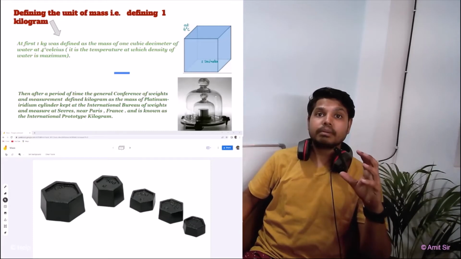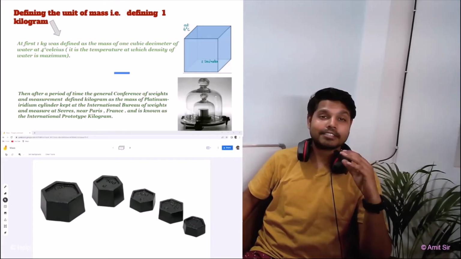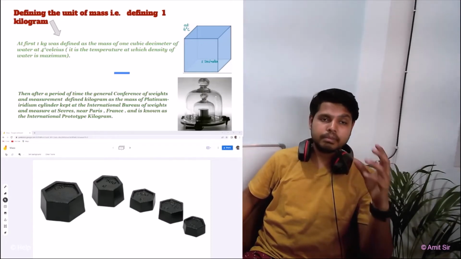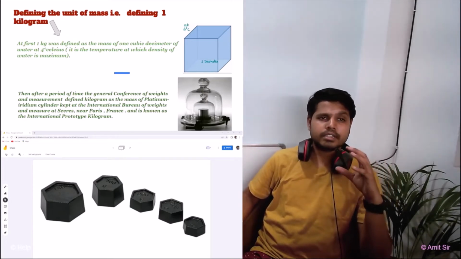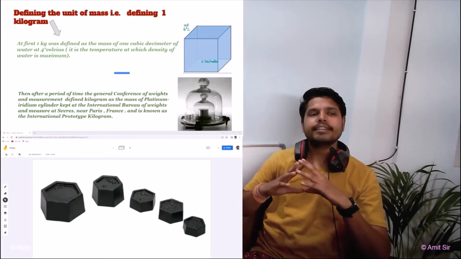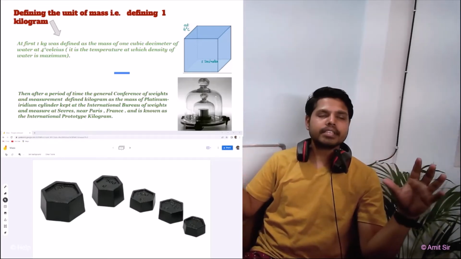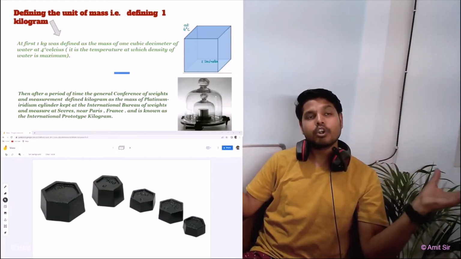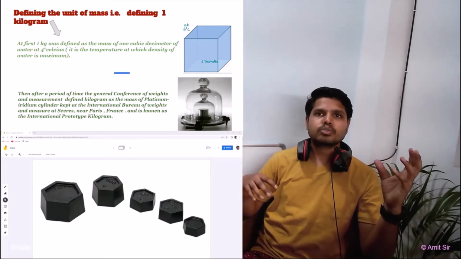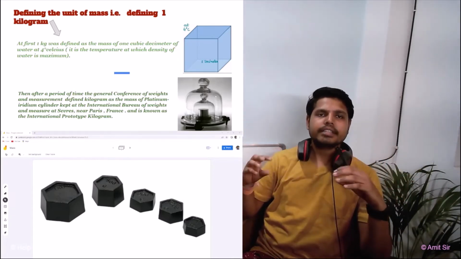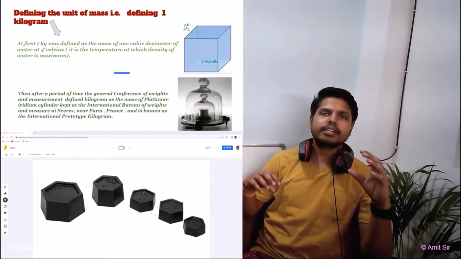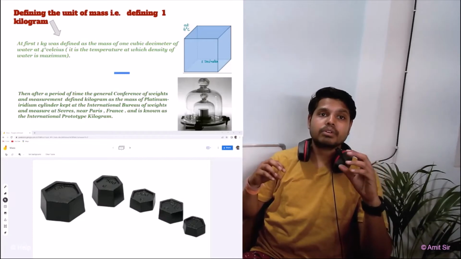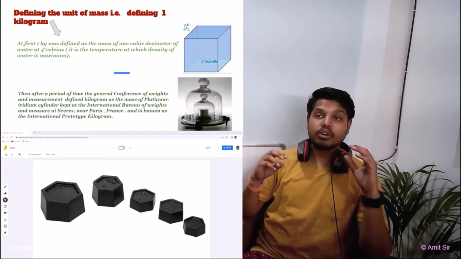Okay, so this sample is kept with a lot of security, and after this was prepared, the same type of samples were sent throughout the world to different places. Approximately after 10 years they were called back and remeasured. The problem that arose was that the mass of these cylinders was varying with time. This was the biggest problem, because a fundamental quantity should not vary.